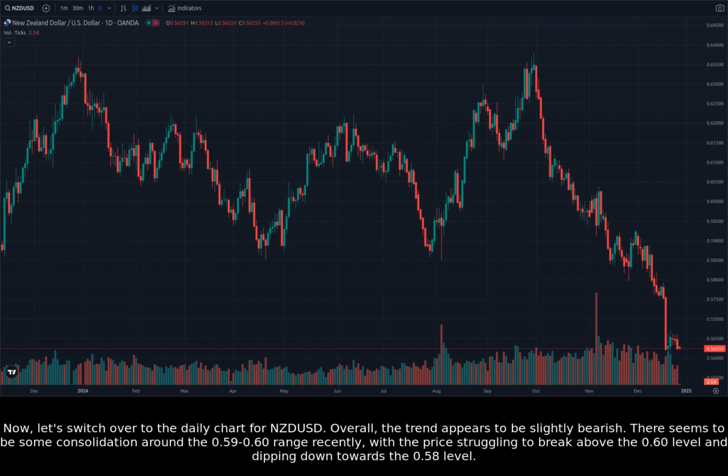Now, let's switch over to the daily chart for NZDUSD. Overall, the trend appears to be slightly bearish. There seems to be some consolidation around the 0.59 to 0.60 range recently, with the price struggling to break above the 0.60 level and dipping down towards the 0.58 level.